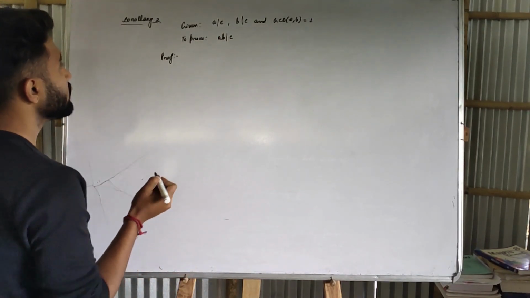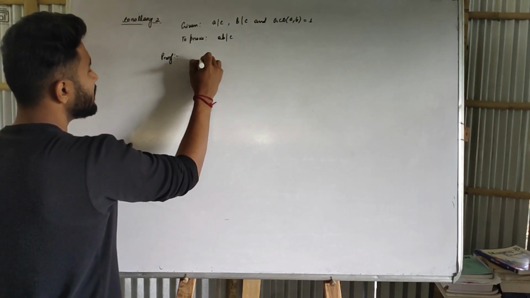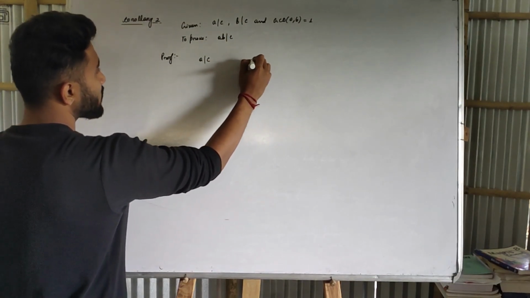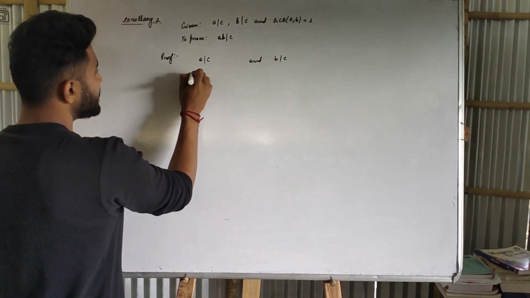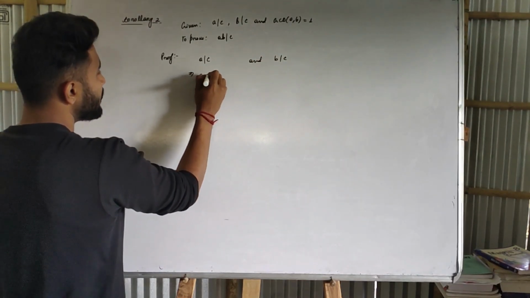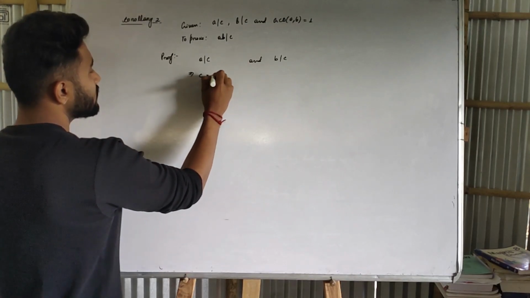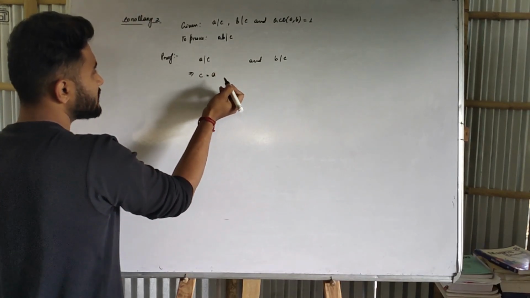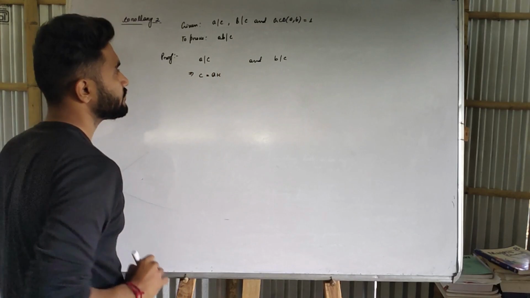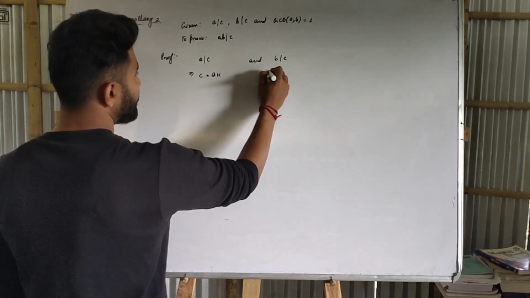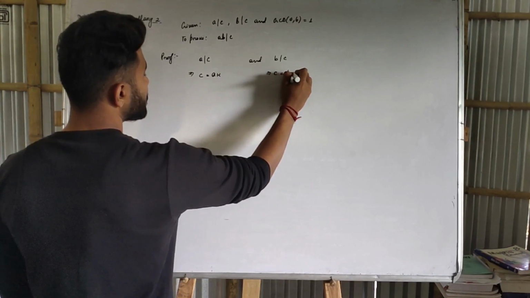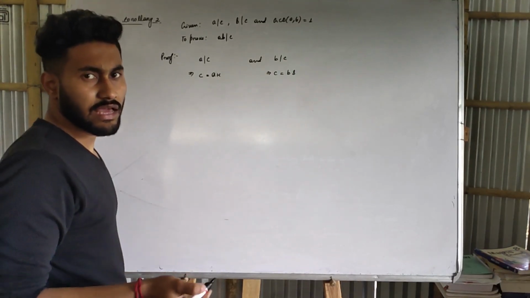So how will I start now? I will start with this given, that is A divides C and B divides C. If A divides C, I can write that C will be equal to A times any integer, say AR. And B divides C implies C is equal to, say, BS. Again, S is an integer.